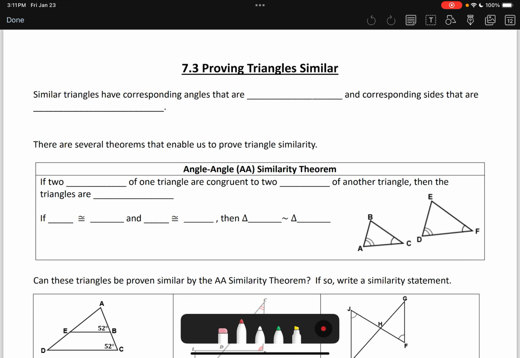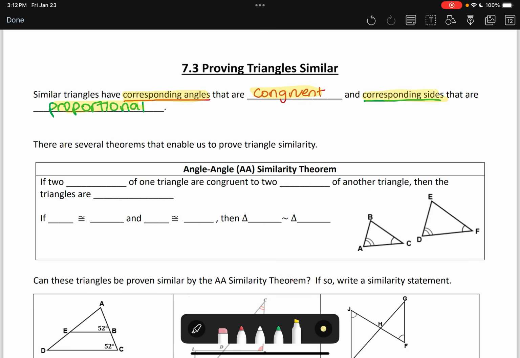So to start off, we just want to review, when we're looking at similar triangles, these have corresponding angles that are congruent. And when we're looking at corresponding sides, the corresponding sides are proportional. So very, very important that we understand this part here. So just reiterating, when we're looking at similar triangles, the corresponding angles are congruent and your corresponding sides are proportional.